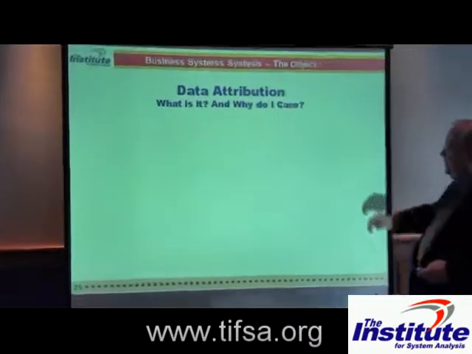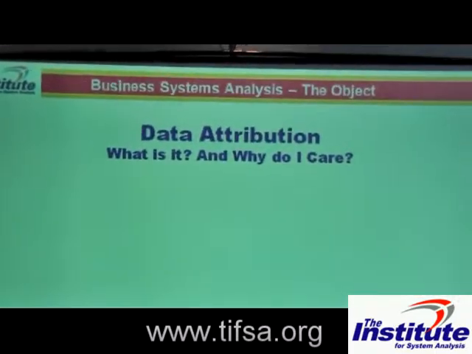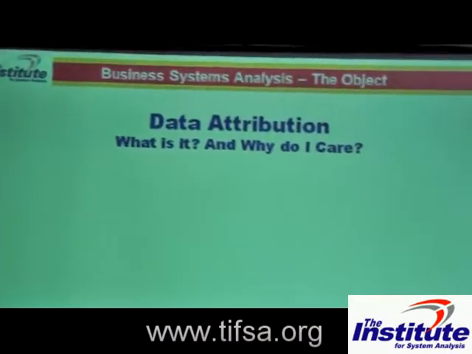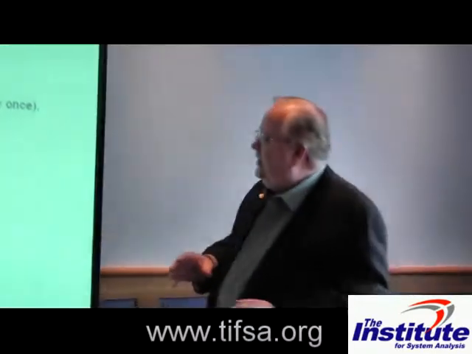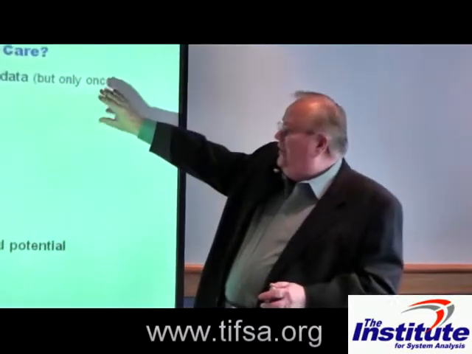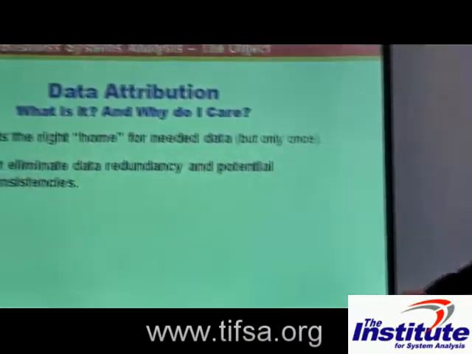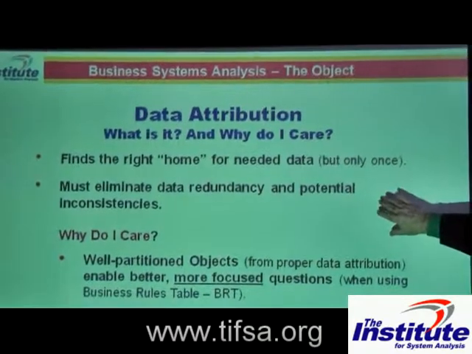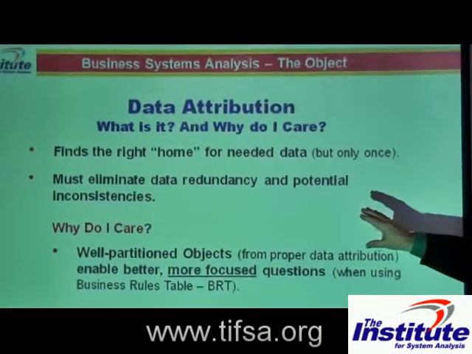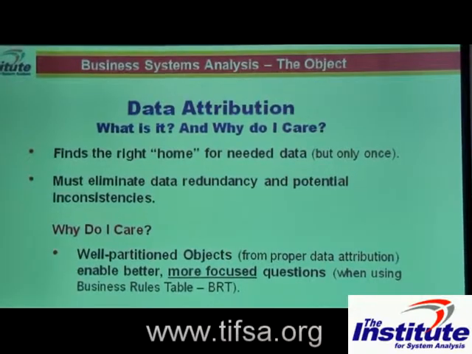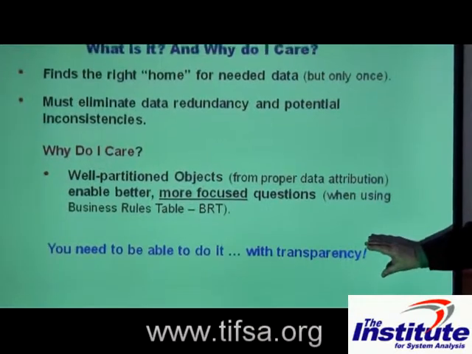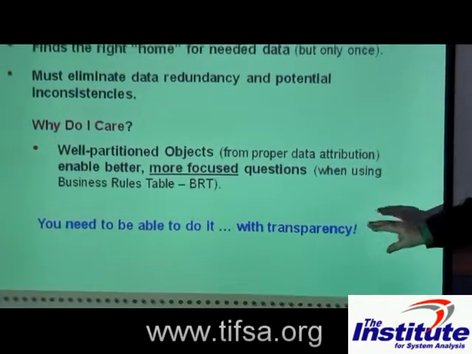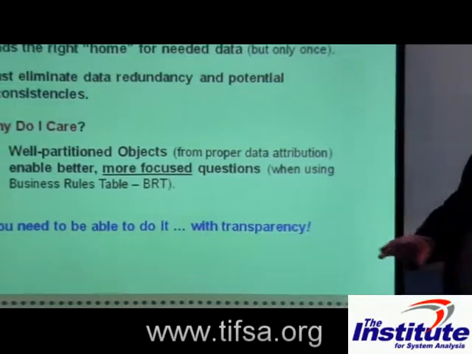So what is this thing called data attribution? And as an analyst, why would I care? Well, data attribution is really just a simple process of finding the right home for the data that we need, but only finding one home for it, not a little bit here and a little bit somewhere else. And what it allows us to do is to eliminate any redundancy in data and therefore potential inconsistencies. Now, as an analyst, you need to be able to do this with transparency. And it truly is very, very easy to do.